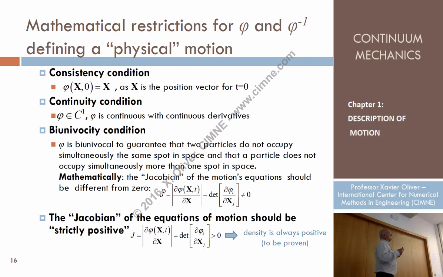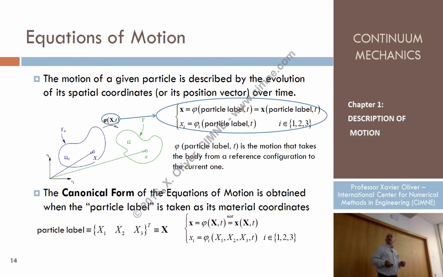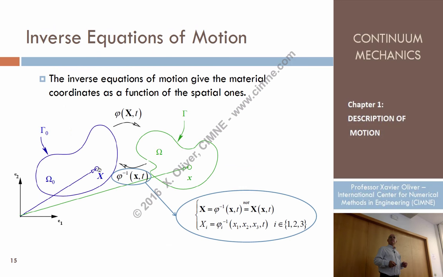Physically, we can say that the same particle at the reference configuration, one particle that occupied a certain position capital X at the reference configuration, cannot be at time t at two different positions. So one particle cannot be in two different spatial positions at any time. This can happen just in a modern theory, which is quantum mechanics. In quantum mechanics, that's true. But in classical mechanics, that's not true. The mass is occupying a single position in space at a given time.